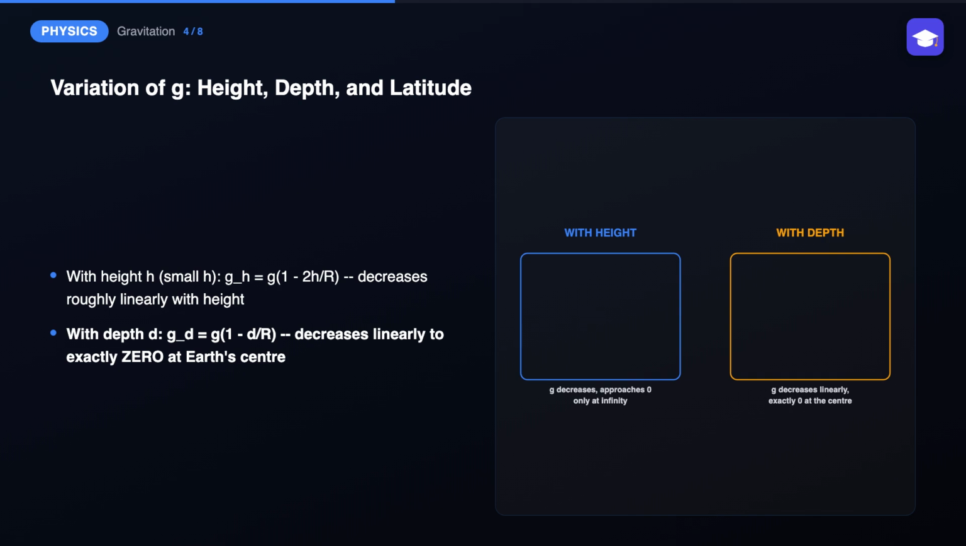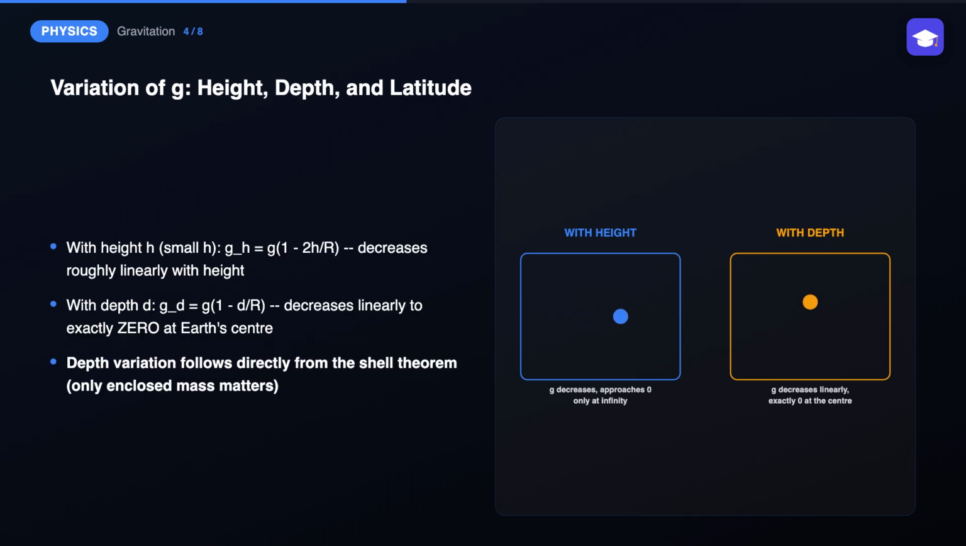With depth d below the surface, g at that depth equals surface g times the quantity 1 minus d over r. Notice this decreases linearly all the way to exactly 0 at Earth's center, unlike the height case. And this particular result follows directly from the shell theorem. Only the mass enclosed within radius r minus d actually contributes to the gravitational pull at that depth. The mass in the shell above you contributes precisely 0 by the shell theorem covered earlier.